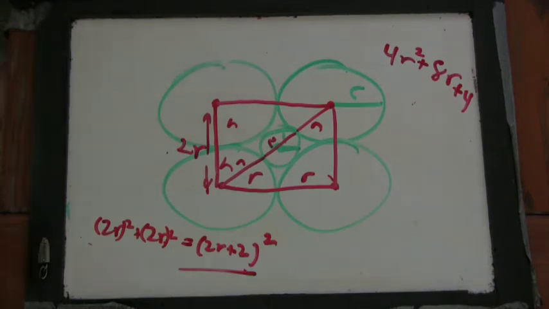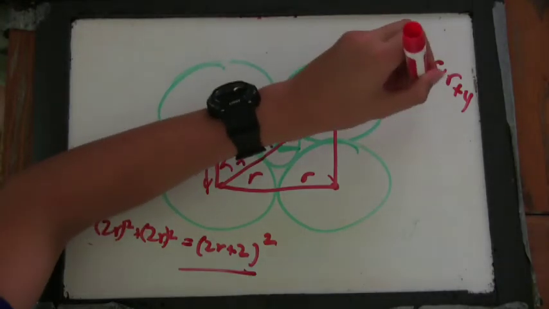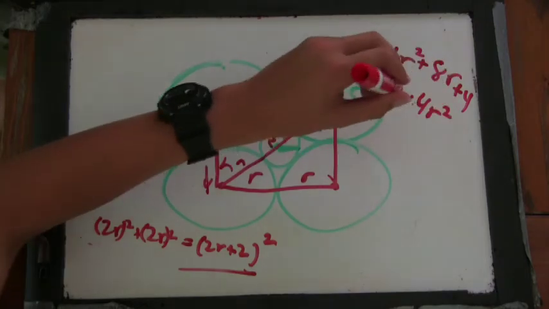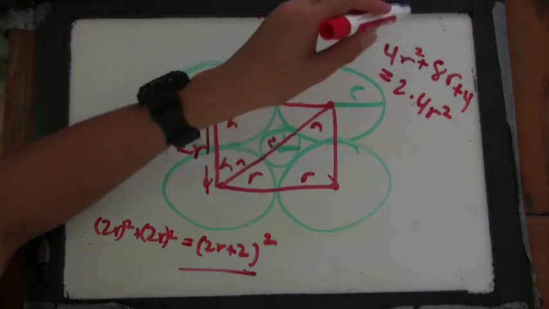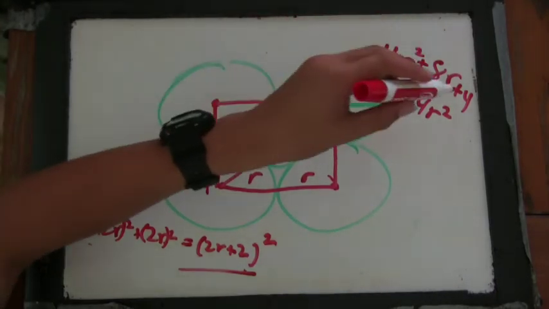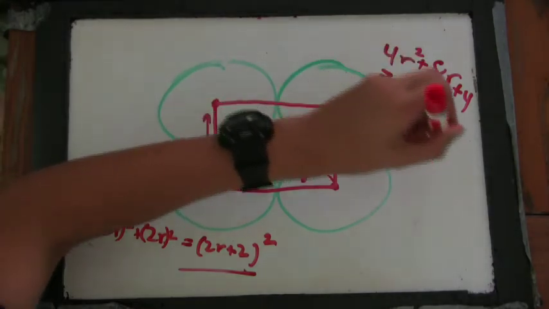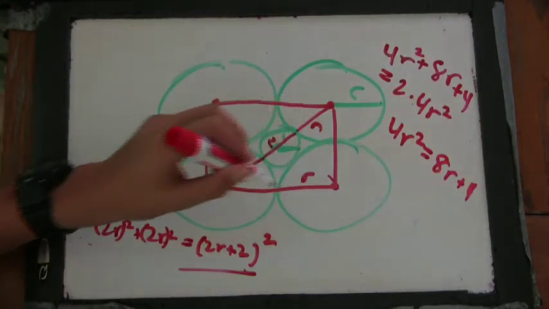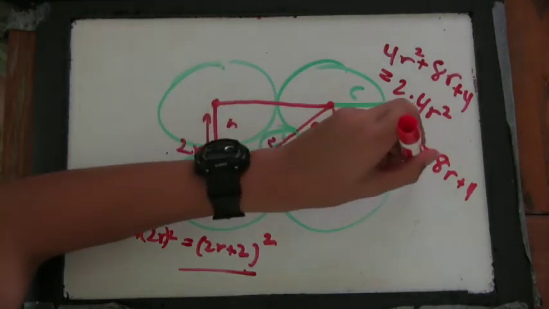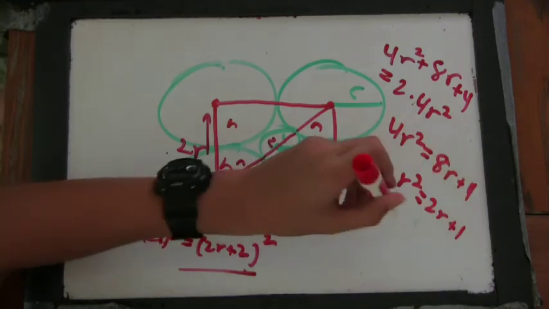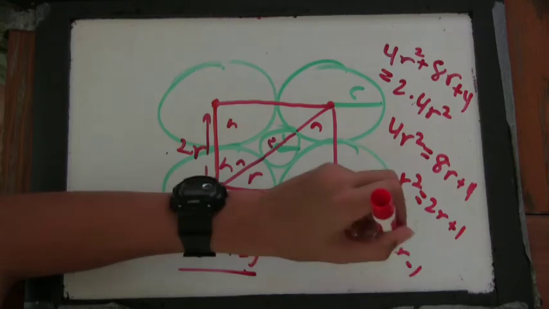Okay. So then, on the other side, we have equals 2 times 4r squared. Alright. So we can just subtract away a 4r squared from both sides. And we get 4r squared equals 8r plus 4. Okay. Well, here we can divide everything by 4. Alright. r squared equals 2r plus 1. Okay. Which means that r squared minus 2r minus 1 equals 0.